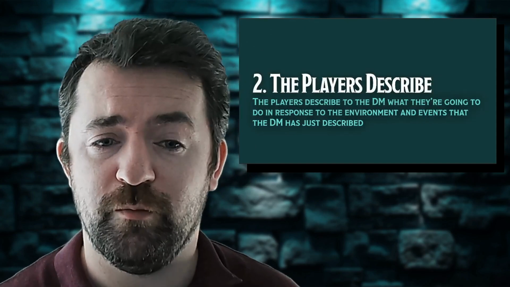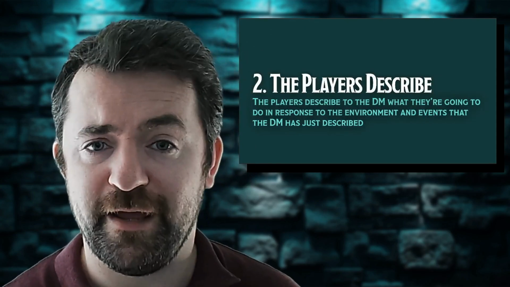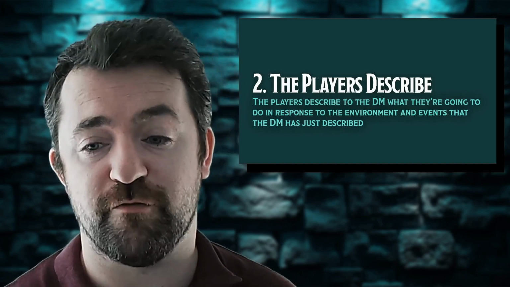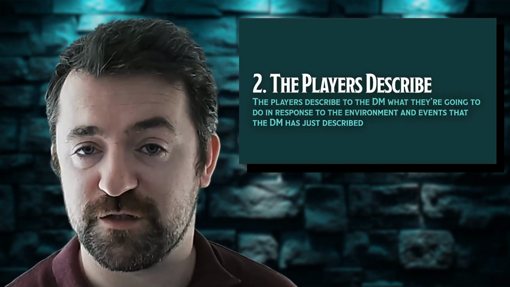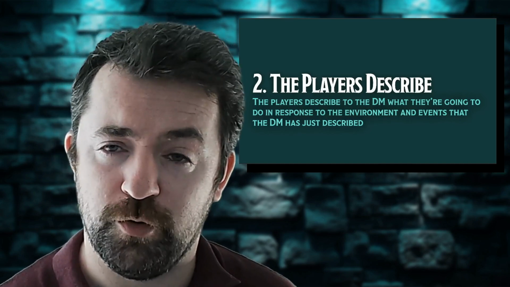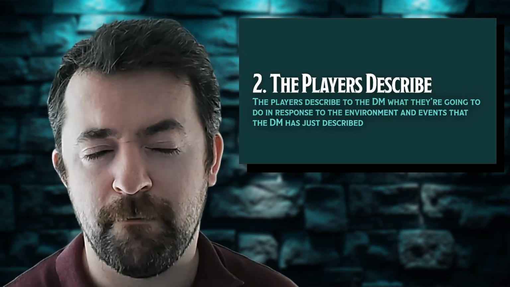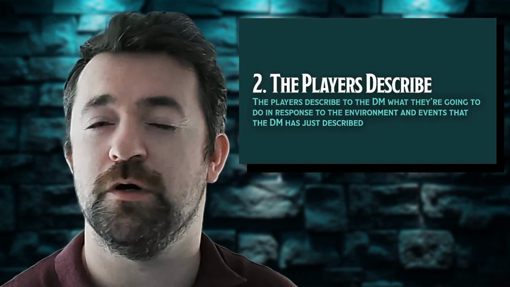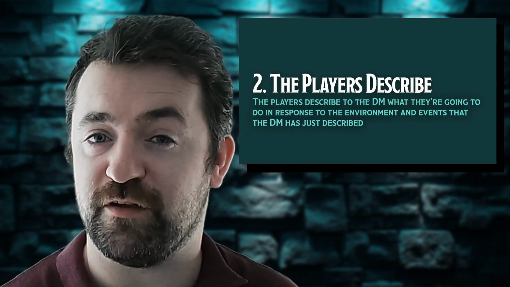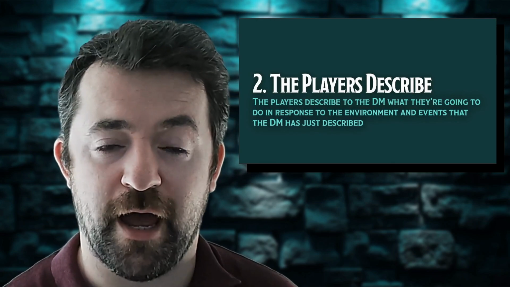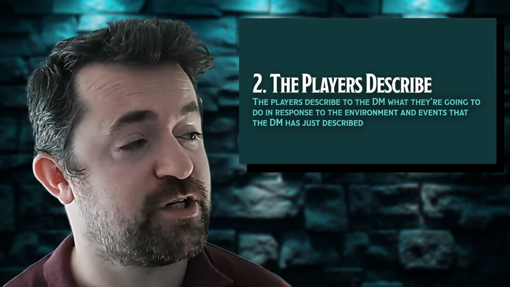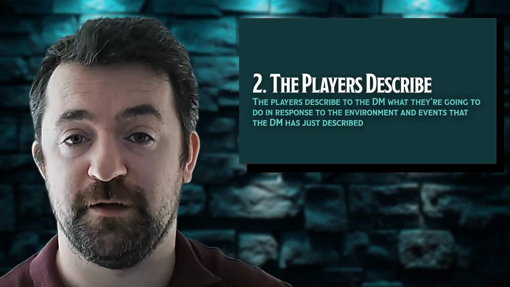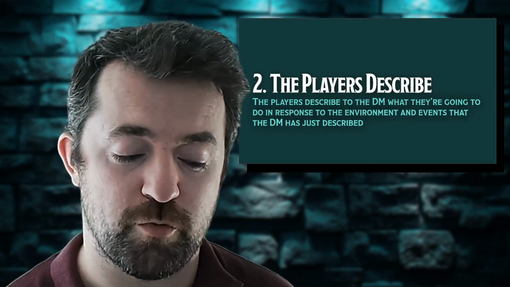At that point, we move to step 2, where the player describes what their character is doing in response to the environment and the events that the DM just described. For example, you might say to the Dungeon Master, my character is going to go and listen at the black marble door to see if I can hear anybody on the other side. And another player might say, actually, DM, I'd like to go and check out the white marble door, but I'm going to open it and get through there and see what's in that room.